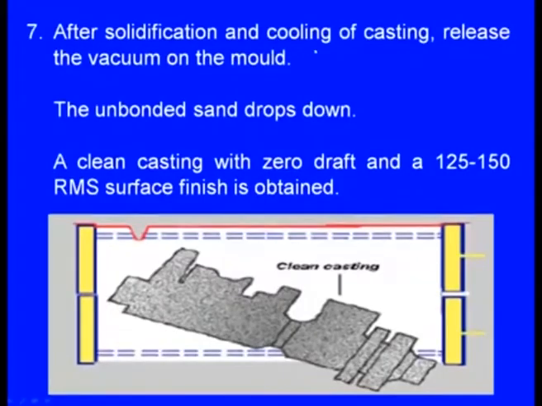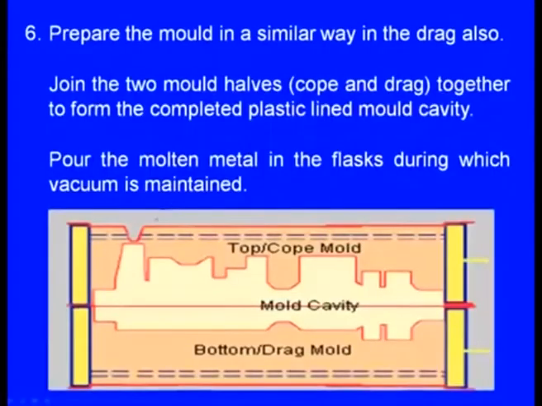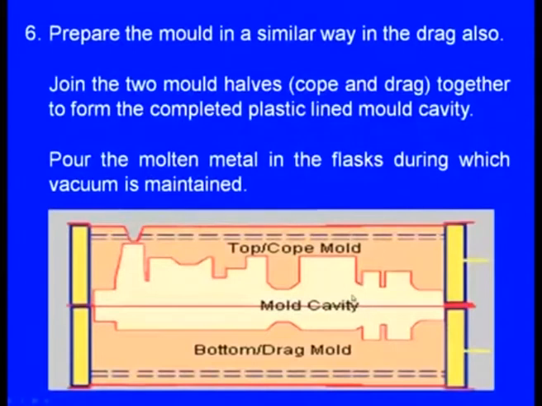Next one, after solidification and cooling of the casting, release the vacuum on the mold. Now, we have to pour the molten metal. Here we have to pour the molten metal. During pouring of the molten metal, this polymer film will be burnt, but the molten metal is straight away going. There is no gap between the moulding sand and the molten metal. That is why the vacuum will be intact. So, the vacuum will be there and the molten metal will be filling the cavity.